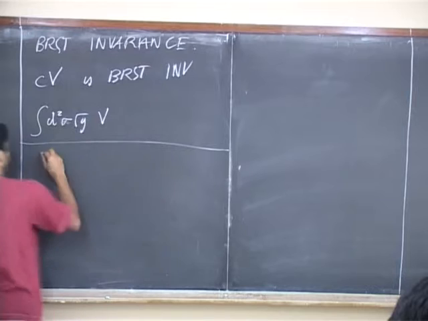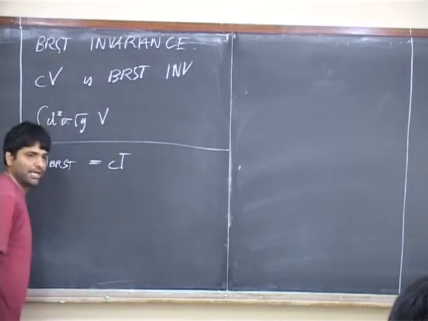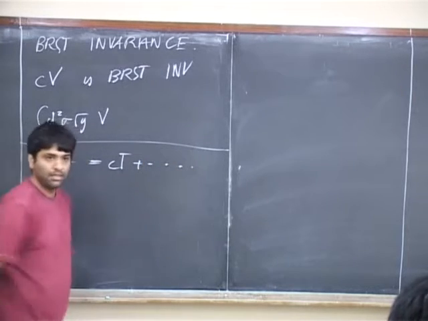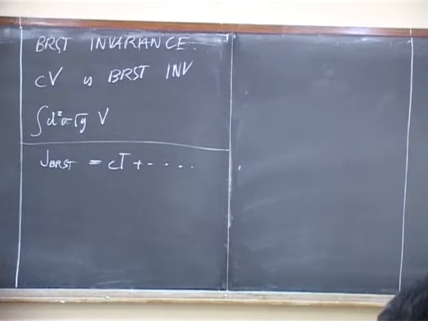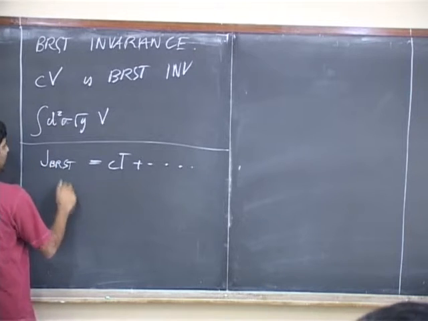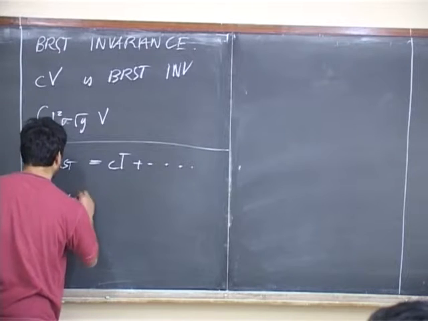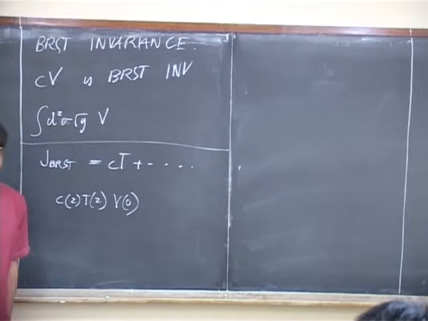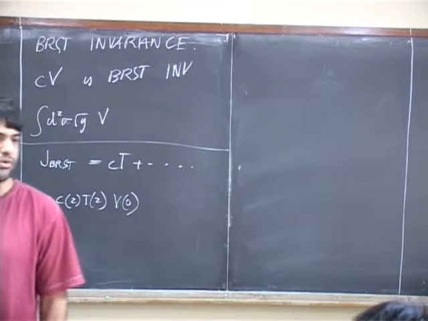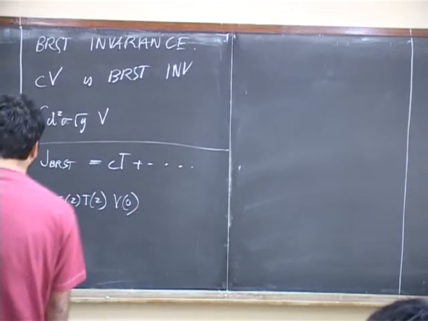Okay, so let's remember. J_BRST was equal to c T plus blah blah blah. But the blah blah blah doesn't matter for this operator because it's made up purely of the ghosts. So let's take this BRST operator and act with it only. So let's look at the OPE of c(z)T(z) with V(0). What we want to do is compute the pole of this OPE. That will give us the BRST transformation property of the operator V. So what do we get?